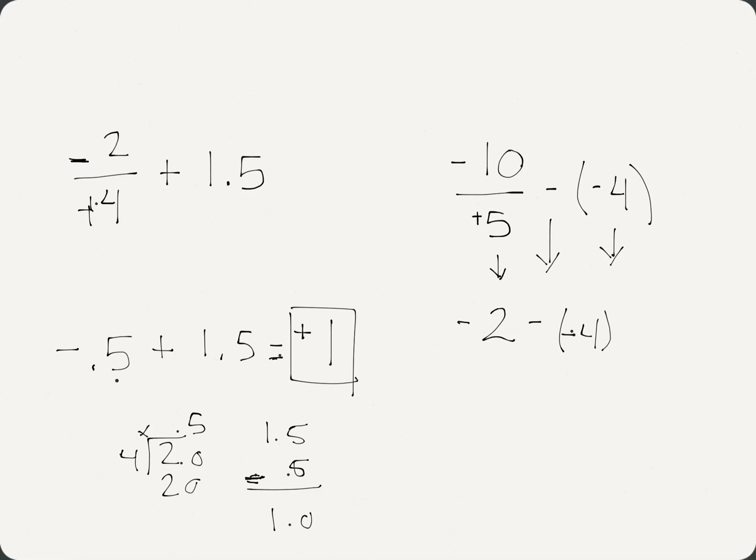Okay, so now I'm going to add the opposite. Negative 2 plus 4. Okay, let's look at the signs. The positive team has 4 points. The negative team has 2 points. The positive team has won by 2 points.